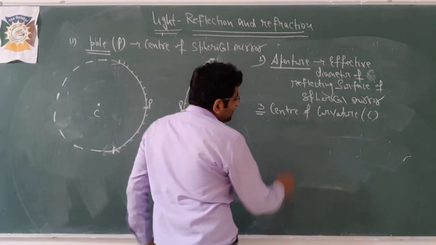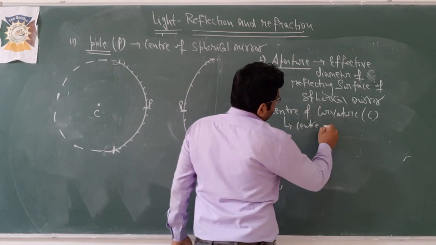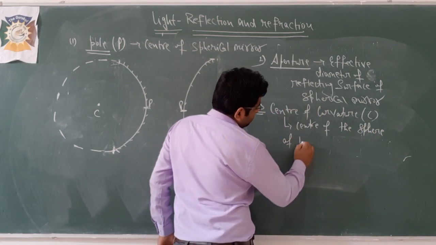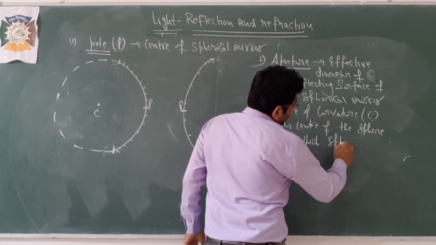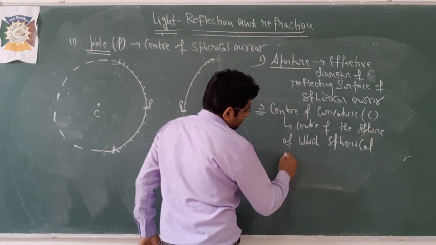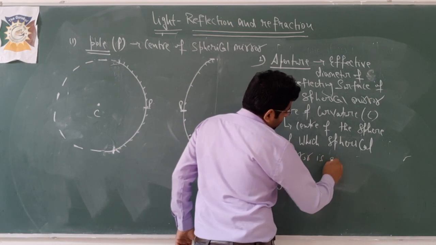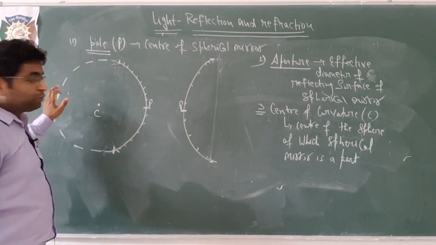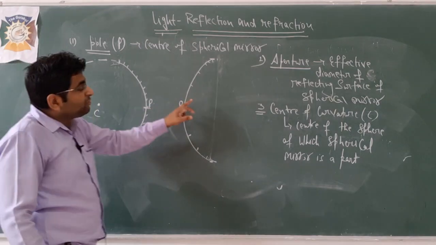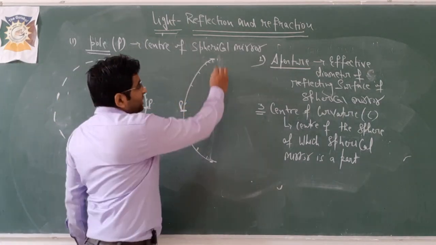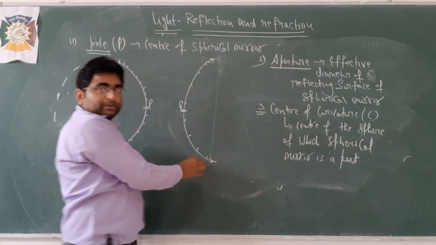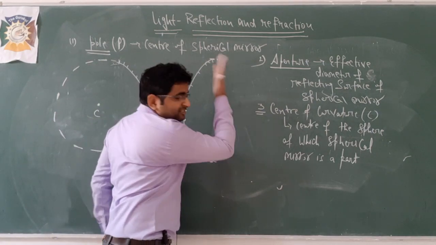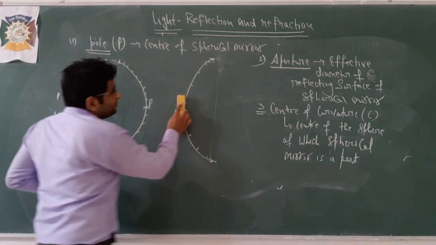So definition को मैं कैसे लिखूंगा, it is the center of the sphere of which spherical mirror is a part. Clear? So बेटा in the case of convex mirror if I make a sphere then it will form in this way. तो बेटा center of curvature in the case of convex mirror यदि मैं इस शेप में बनाऊं तो it will lie at the right side. Clear, मैं आपको draw करके दिखाता हूं.